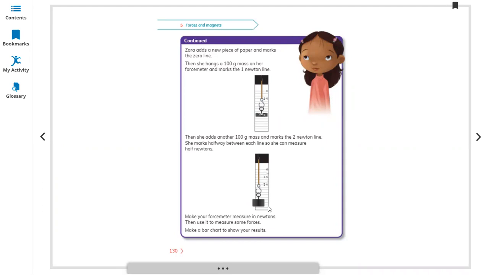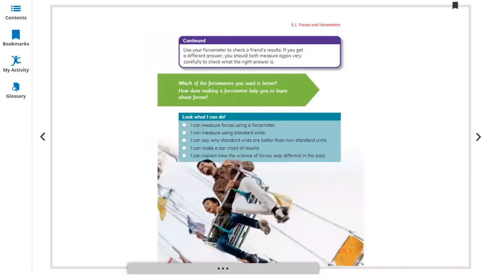Actually, when we are making this force meter, we should mark 0, 1 Newton, 2 Newton according to 100 grams. No need for more than 4 or 5. It's enough for you. Make your force meter measure in newtons, then use it to measure some different forces. Make a bar chart to show your results. Like this, we complete our lesson 5.1. In the next video, we will start 5.2.